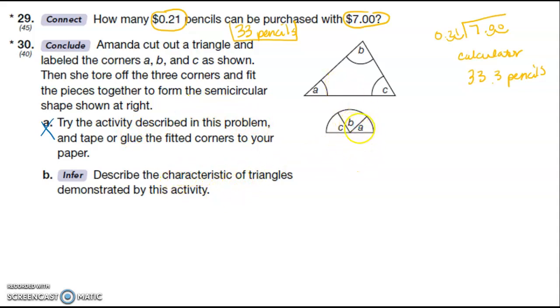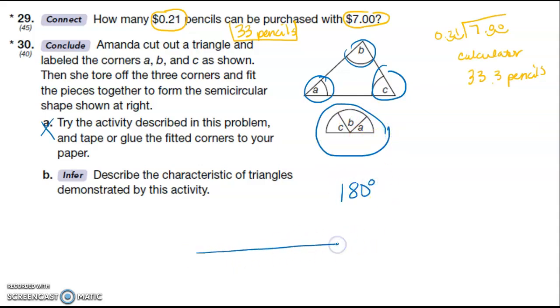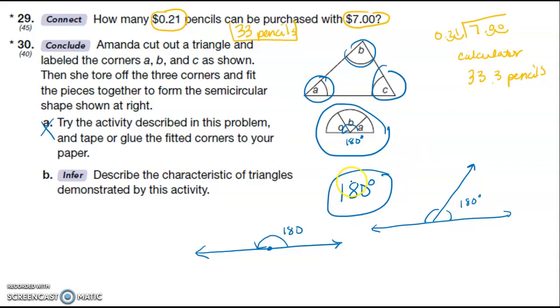Okay, so what they're trying to show you is that when they take all 3 of these angles and cut them up and put them all together, it makes 180 degrees. So we know that any line, if we have what we call a straight angle, like this, is 180 degrees. So if I have a line and I have 2 angles, we know that this plus this is going to be 180 degrees. Which means A plus B plus C adds up to 180 degrees. I think I answered the question. Let me know if you have any questions.